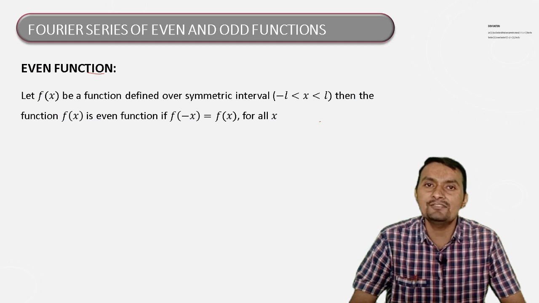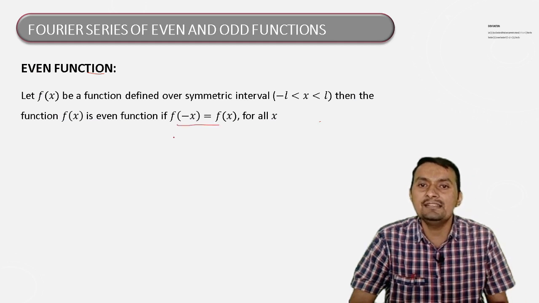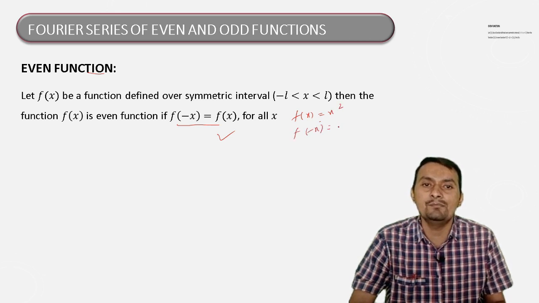We say that the function f of x is even if it satisfies f of minus x equal to f of x. For example, suppose f of x is equal to x square. If x is replaced by minus x, then minus x whole square gives x square, which is exactly f of x. So we get f of minus x equal to f of x, which means the function is even.